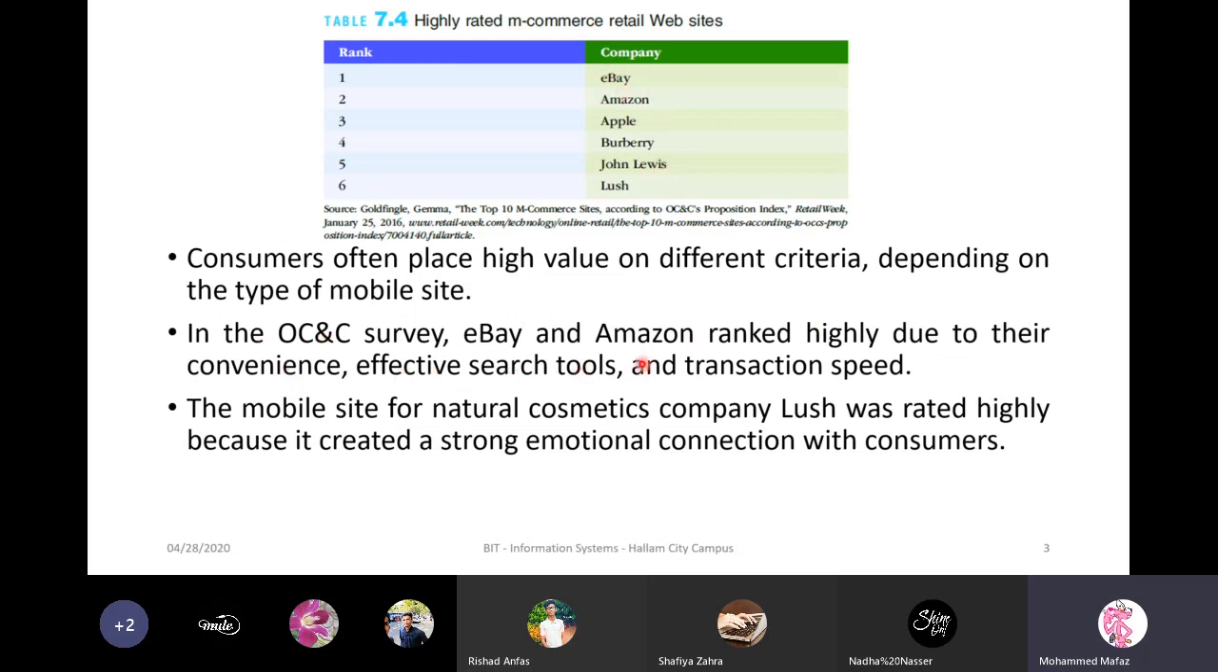Convenience, effective search tools. Similarly, Lush: the mobile site for natural cosmetics company Lush was rated highly because it created a strong emotional connection with consumers.